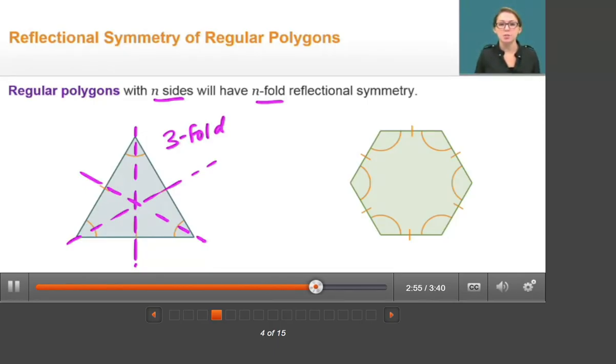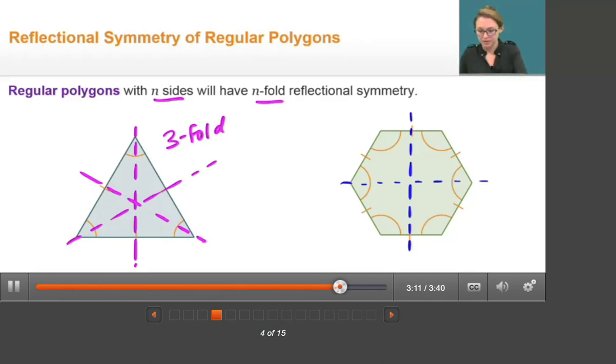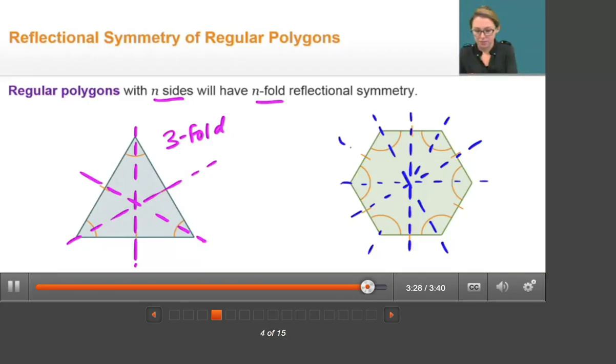Similarly, the regular hexagon will have 6-fold reflectional symmetry. So let's draw those lines of symmetry. We have one from side to side, vertex to vertex, another vertex to vertex, another vertex to vertex. So we're at 1, 2, 3, 4 so far. One from side to side, and another one from side to side. That leaves us with 6 lines of symmetry.